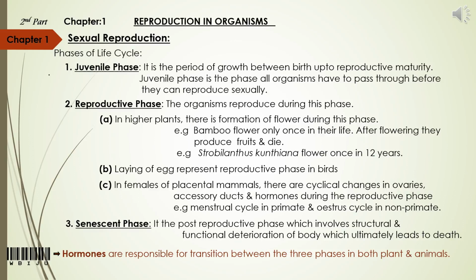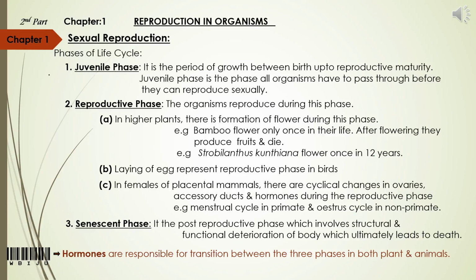And every organism has to pass through the juvenile phase before it is sexually active. And this phase is also known as pre-reproductive phase as well as vegetative phase. Now come to the next phase, that is reproductive phase.